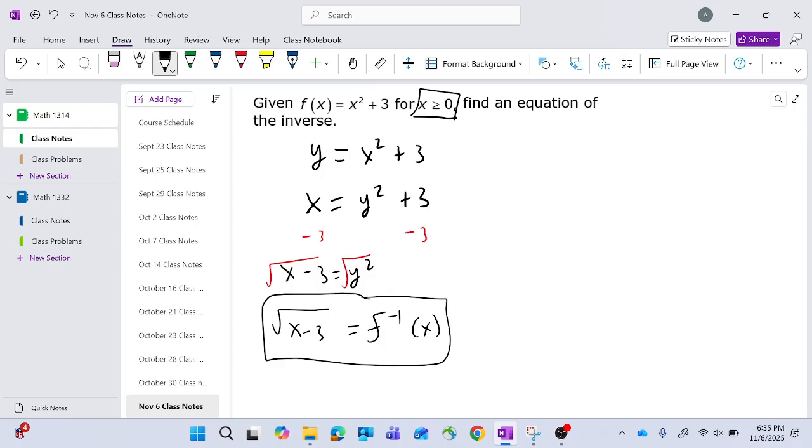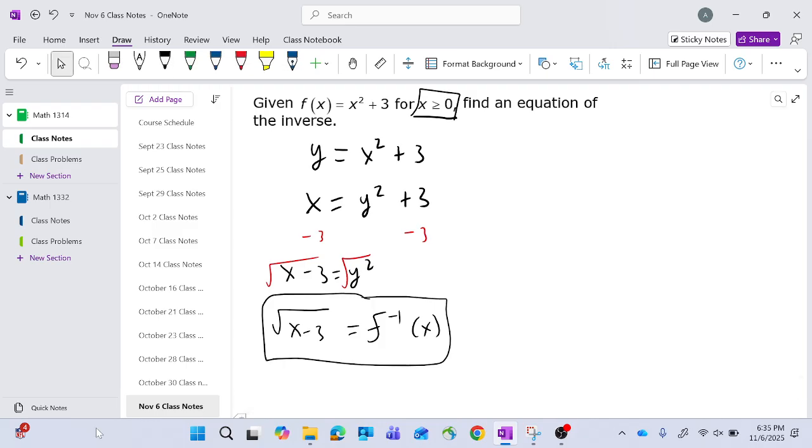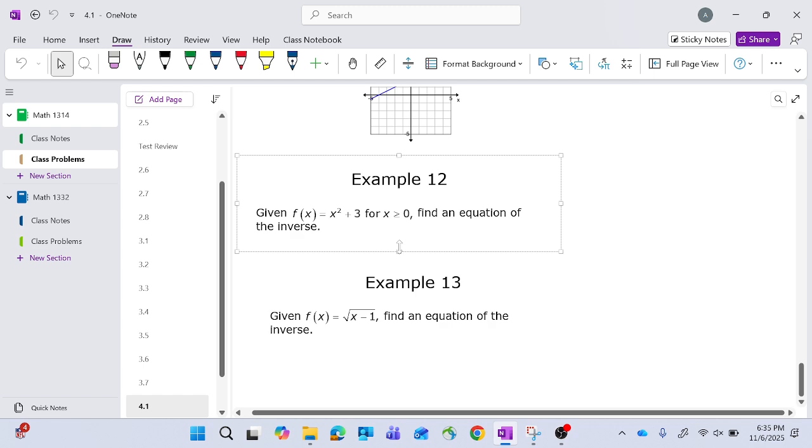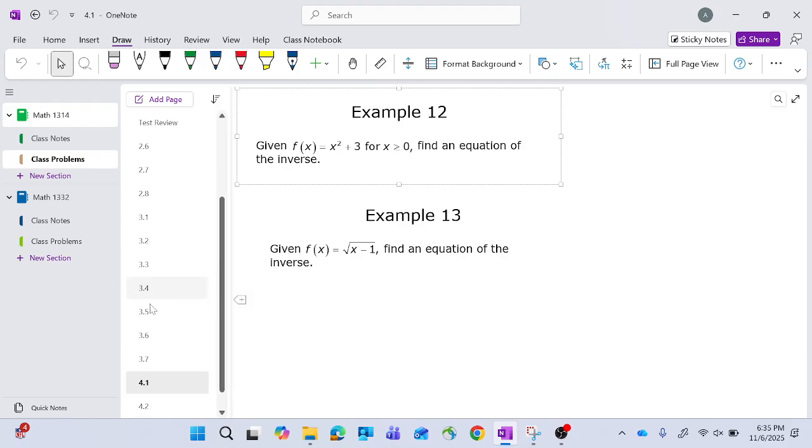It's f raised to the negative one. So it's not f negative one. Like it's not f minus one. It's f to the power of negative one x. Any other questions, guys? All right. Yeah, we're not gonna do that. That gets a little complicated. All right.